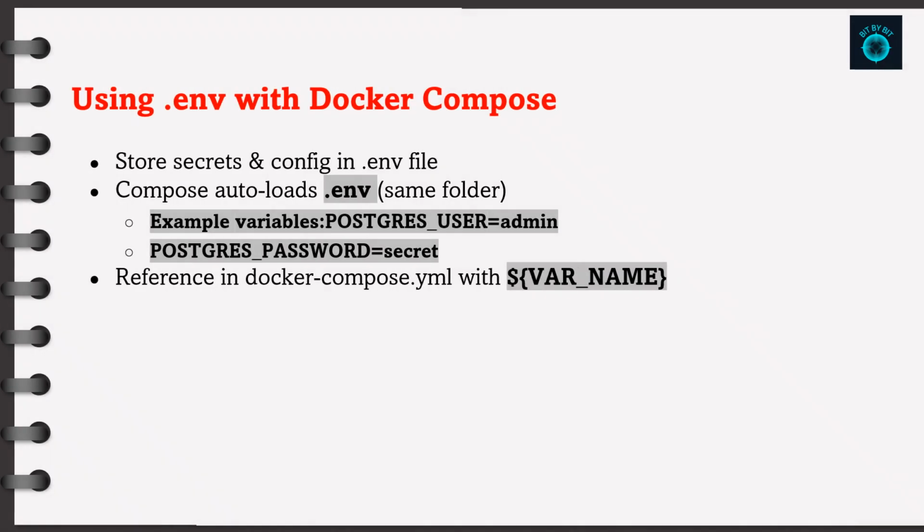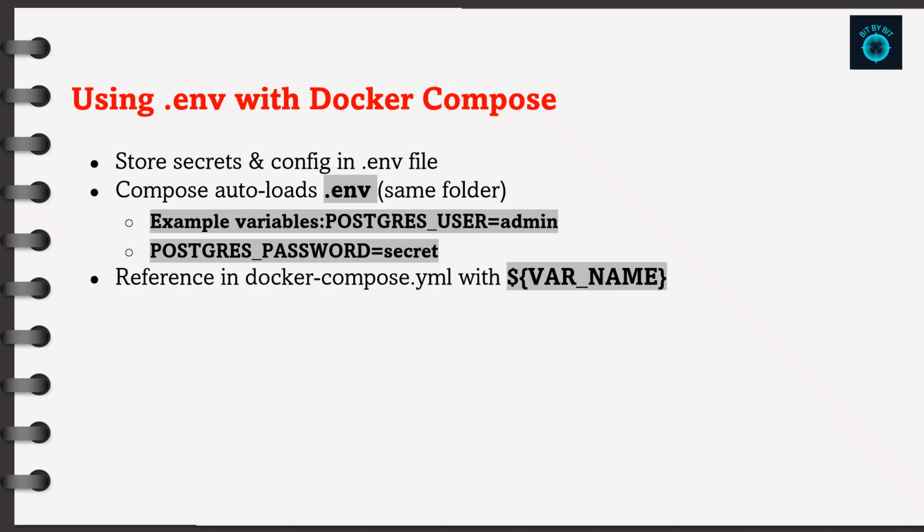Using .env with Docker Compose. When building real projects, you don't want to hard-code passwords, usernames, or other configuration directly inside your docker-compose.yml file. Instead, Docker Compose supports the use of an environment file, usually called .env. You create a file named .env in the same folder as your compose file. Inside, you define key equals value pairs, such as database usernames and passwords. Compose automatically loads this file.